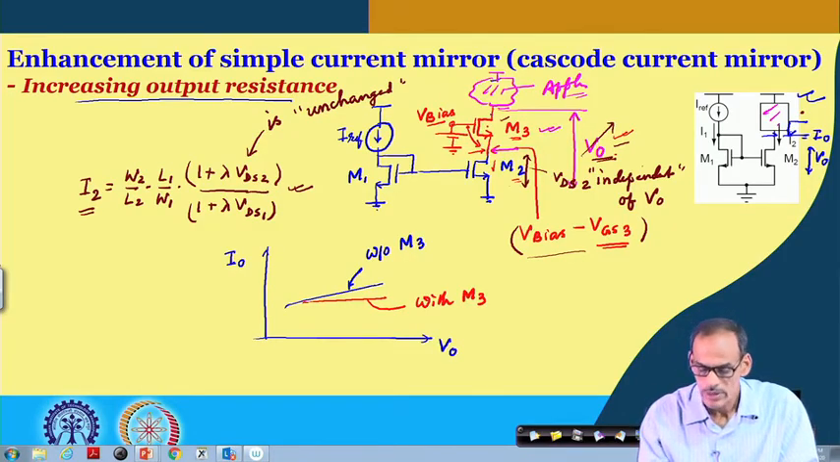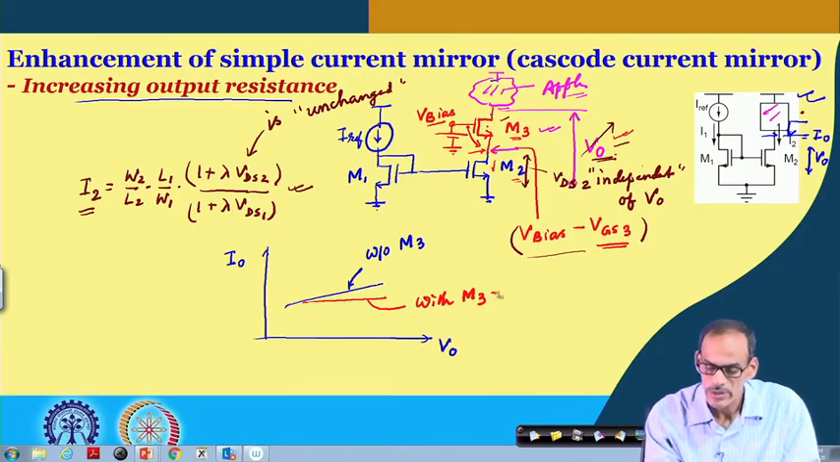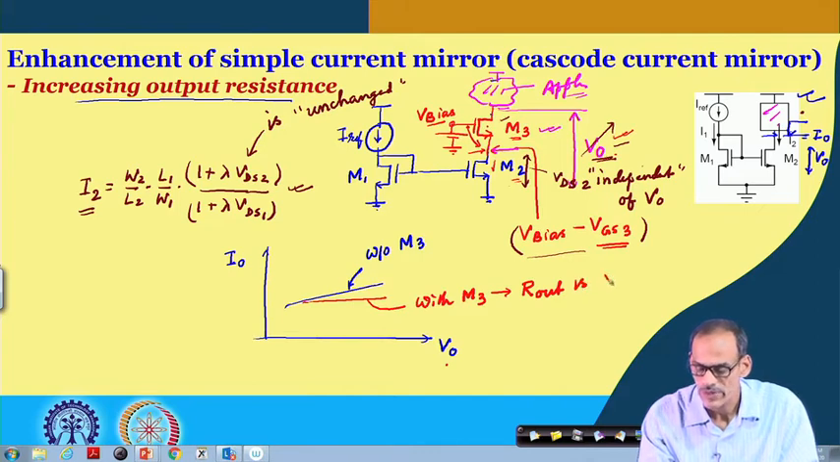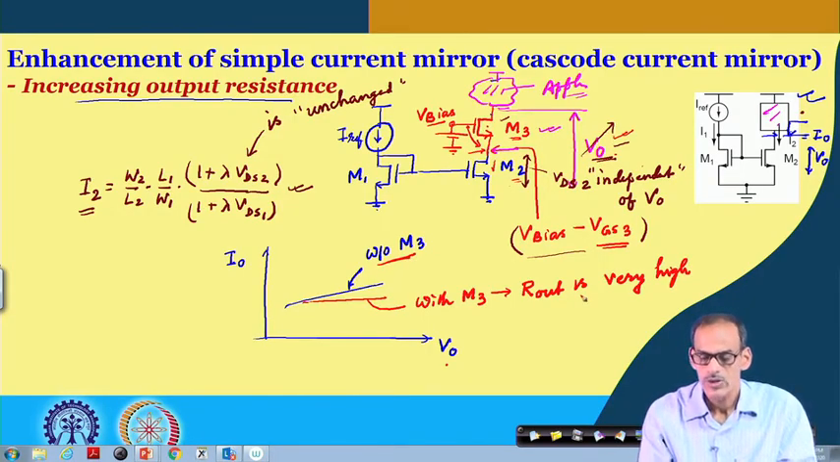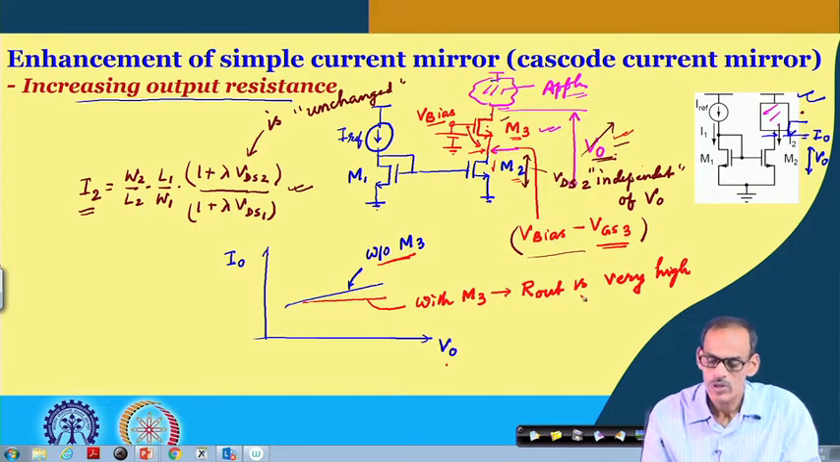So, in fact, if you see the waveform, you can see that this is giving us higher output resistance or less dependency of the current on output voltage, indicating that R out is very high. At least compared to this one, it is very high. So, let us try to see why we call it very high.